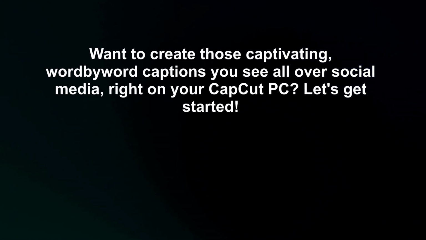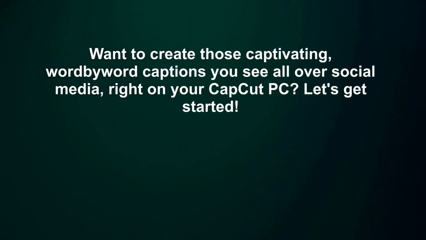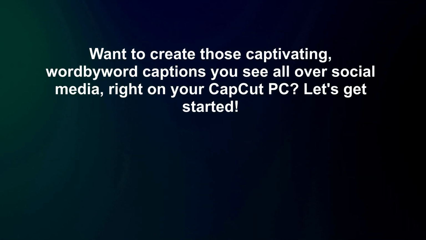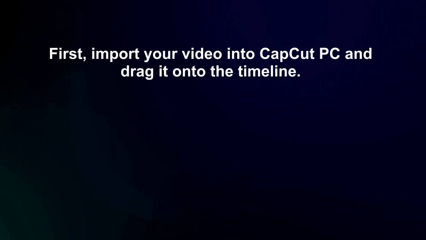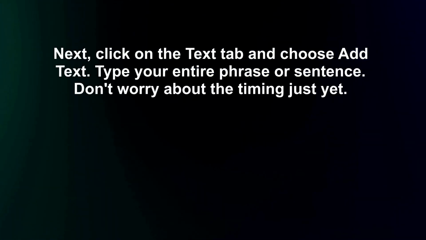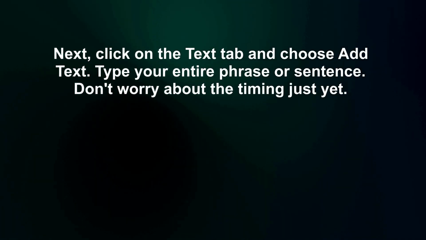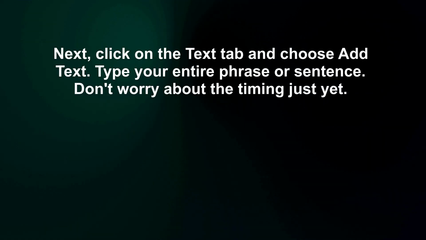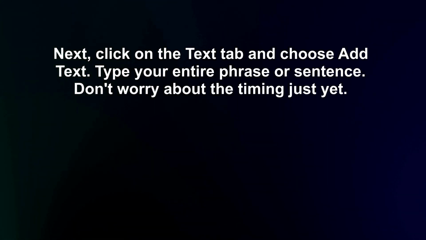Want to create those captivating word-by-word captions you see all over social media, right on your CapCut PC? Let's get started. First, import your video into CapCut PC and drag it onto the timeline. Next, click on the Text tab and choose a text. Type your entire phrase or sentence. Don't worry about the timing just yet.